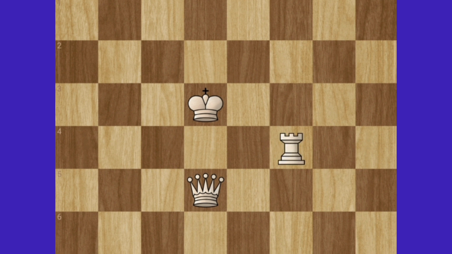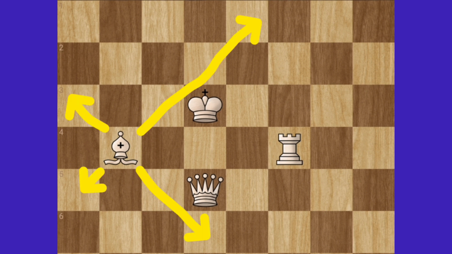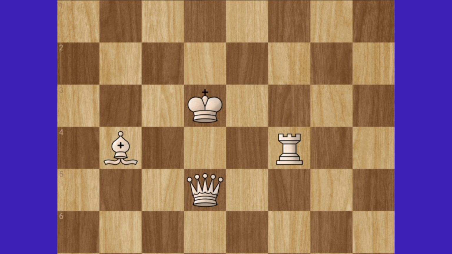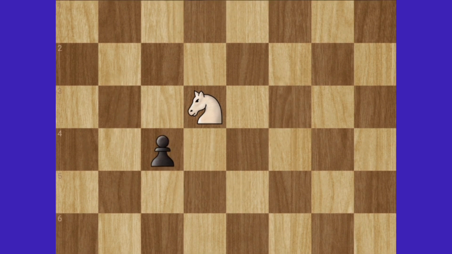The rook can move any number of squares horizontally or vertically. The bishop can move any number of squares diagonally. The knight moves in an L shape, 2 squares in one direction and then 1 square perpendicular to that. And finally, the pawn. Pawns move forward 1 square, but they capture diagonally.